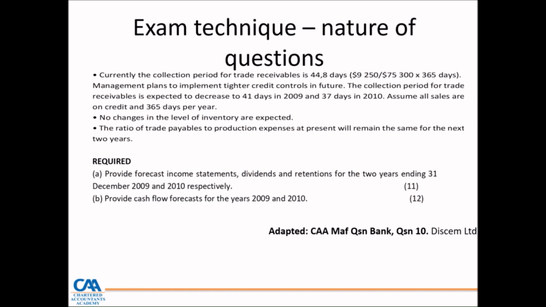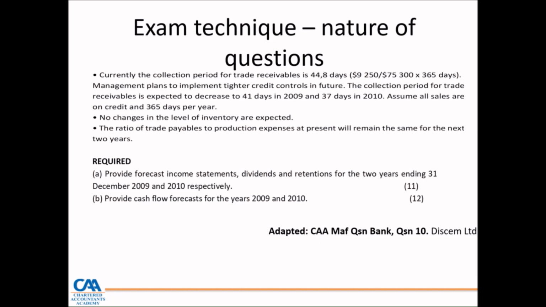So you see, that is the movement that we're talking about, and it will be a relevant cash flow if we're asked to discuss cash flows. Assume all sales are on credit and a 365-day year. No changes in the level of inventory are expected. Thus, we're going to maintain our level of inventory. The ratio of trade payables to production expenses at present will remain the same for the next 2 years. Thus, we need to calculate our production expenses and get our ratio. If there's a movement, the movement will be a relevant cash flow.